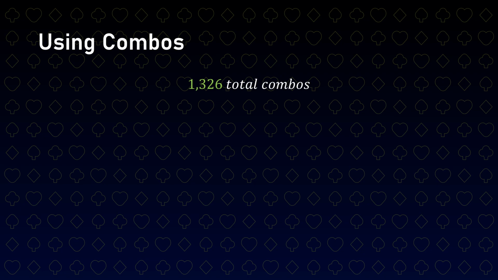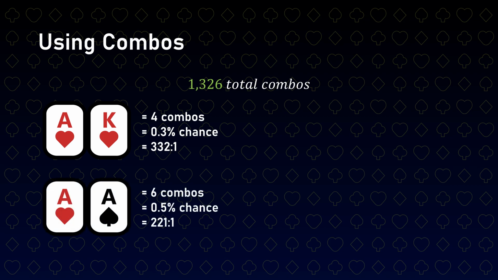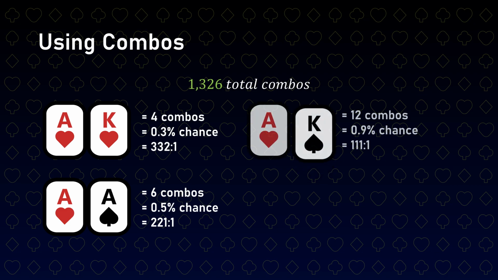For a specific suited combination we know there are 4 combinations of, say, ace-king suited. Therefore, there is a 4 in 1,326 chance or a 0.3% chance. For any pocket pair there is a 6 in 1,326 chance or a 0.5% chance. For any offsuit hand there is a 12 in 1,326 chance or 0.9% chance.